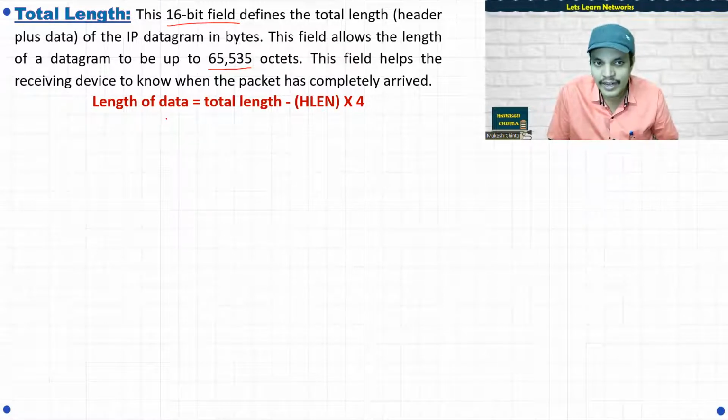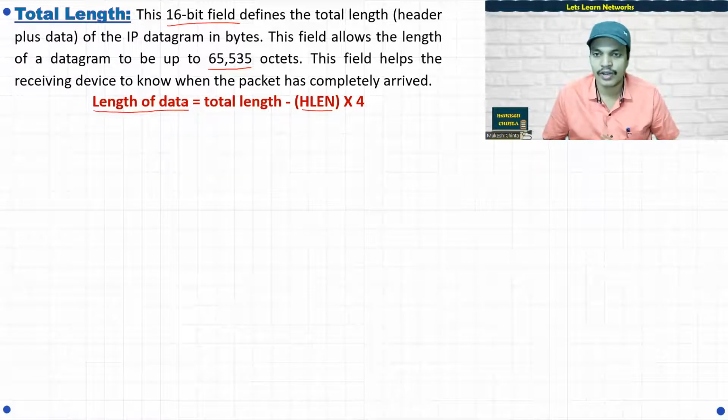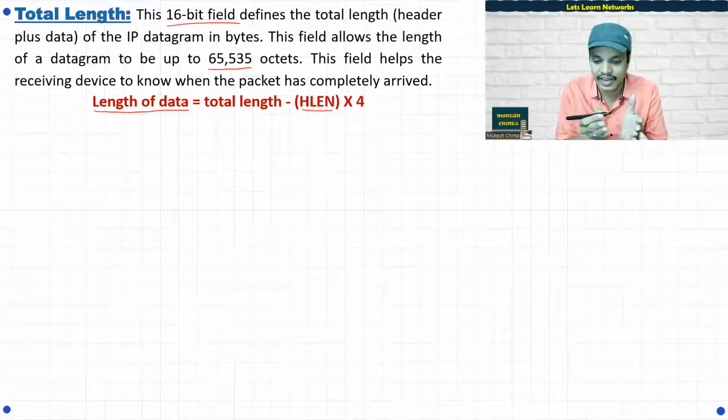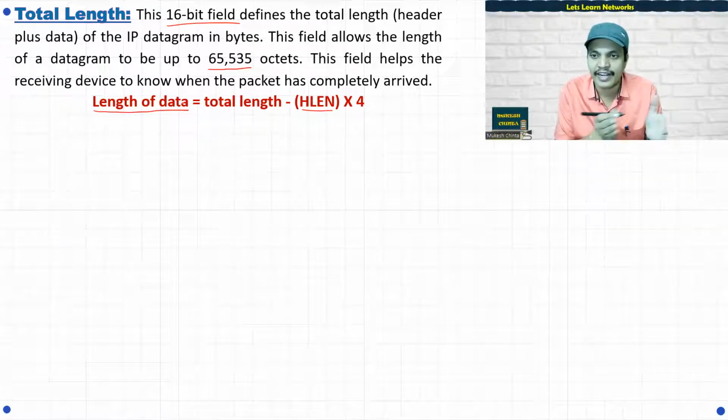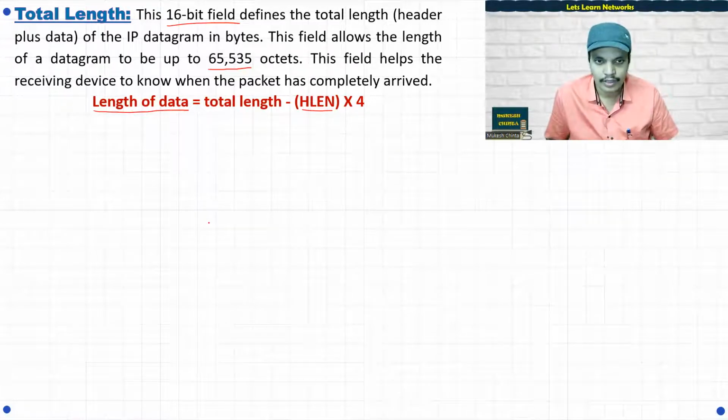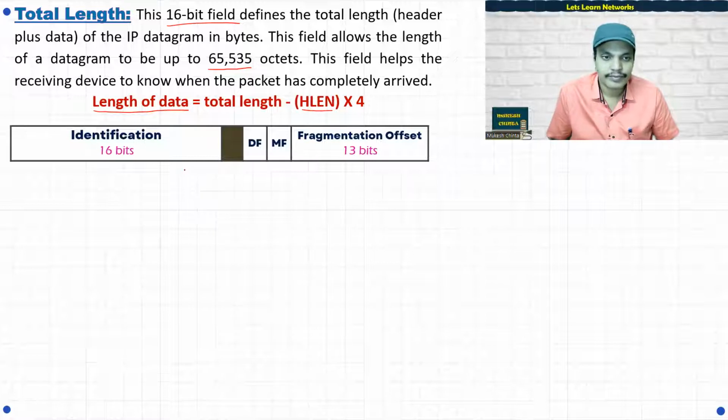So what is the length of the data? The total length minus whichever value is placed in the header length, multiplied by 4. So this gives me the length of the data, or the payload, of your IP packet. So the receiver can know that till it reaches there, this packet has ended, and it will remove that packet from the network and start analyzing it.